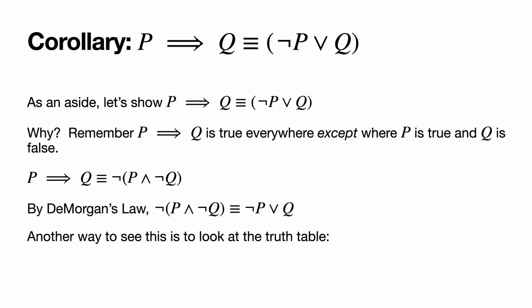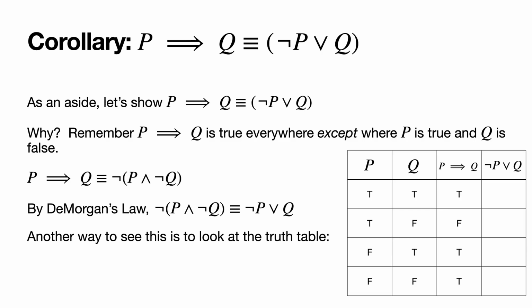Another way to show that this is the case is to look at the truth table. So if I put P, Q, P implies Q, and not P or Q, we know P implies Q. We've done this a bunch of times, so I'm not going to go through it again. It's true everywhere except where the antecedent P is true and the consequent Q is false. So it's true everywhere except that second row where it's false.